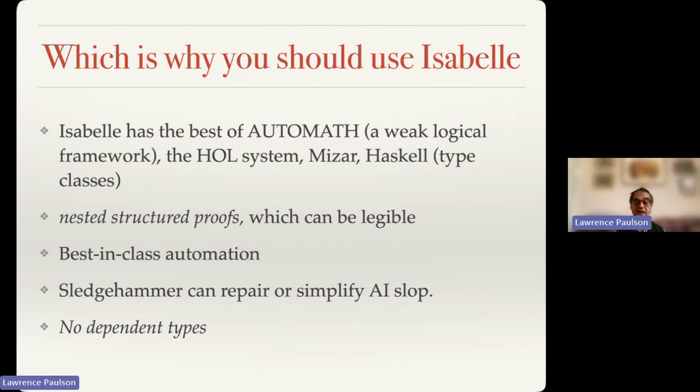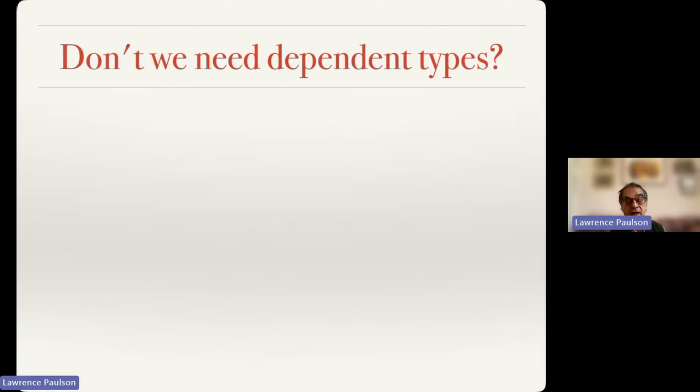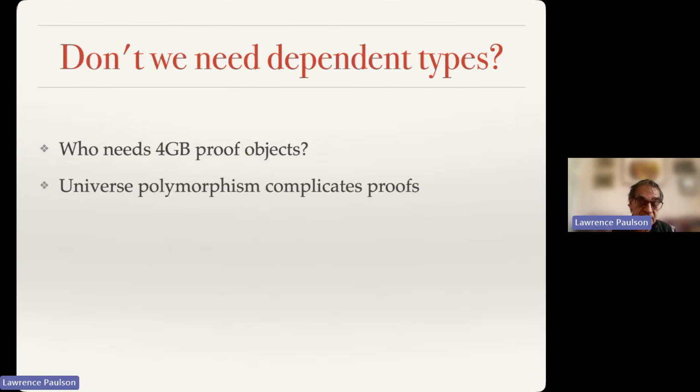And of course, Isabelle has no dependent types. So I was actually told that if you want to play this game and you're not using Lean, you have to explain yourself. So I'm explaining myself. Why don't we need dependent types? I was asking Claude about this too. So Claude told me that people complain about things like 4 GB proof objects. I had no idea proof objects could get so big. And if this is in fact a lie, Claude is the liar. I am not a liar. Claude told me this.